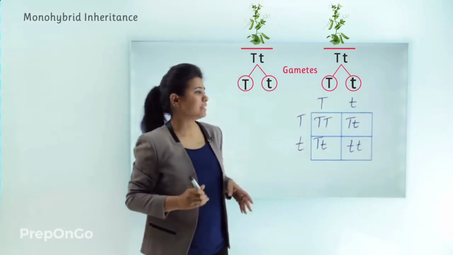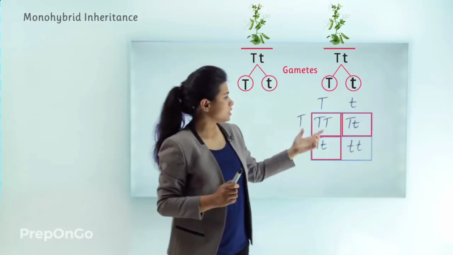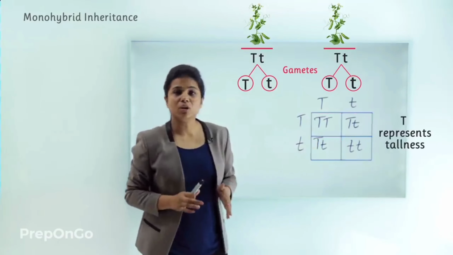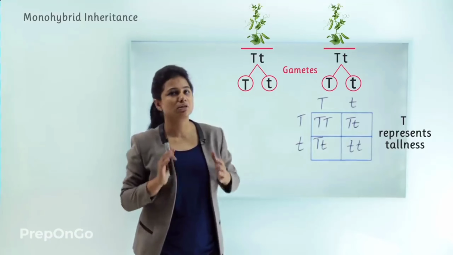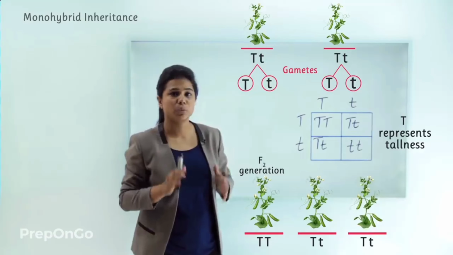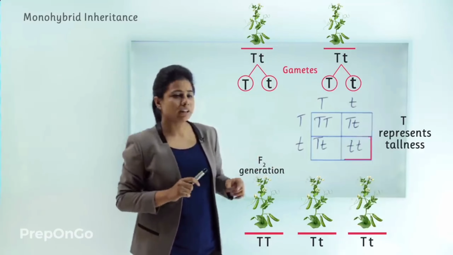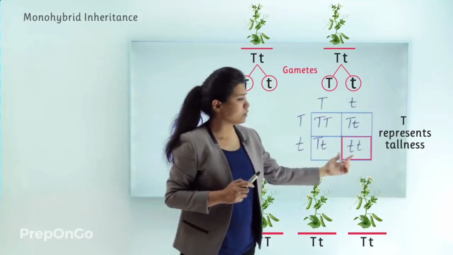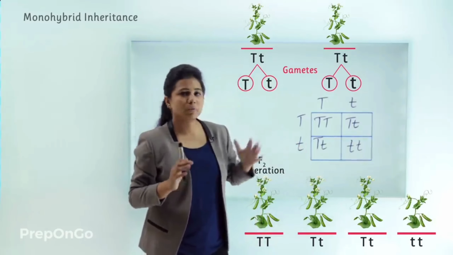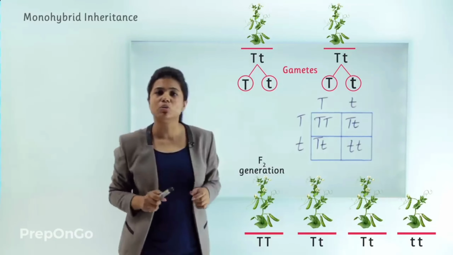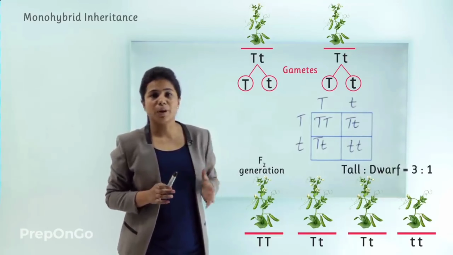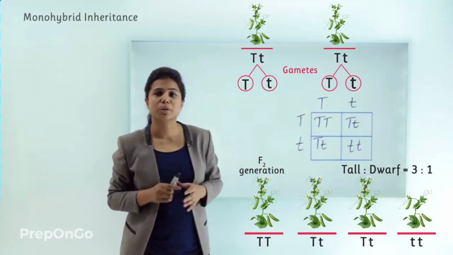Now you can see here that the 3 progenies have one capital T in them, and we know capital T represents the tallness gene. So we have 3 progenies which are tall. Now in the last square you can see that there are 2 recessive genes of dwarfness. So one plant will be dwarf. So we can conclude that in the second filial generation, the ratio of the tall plants to dwarf plants will be 3:1.